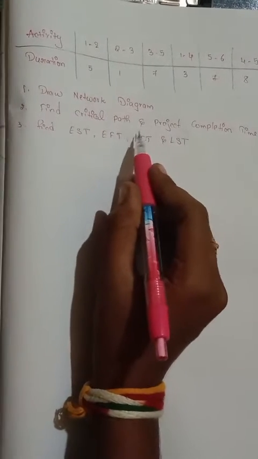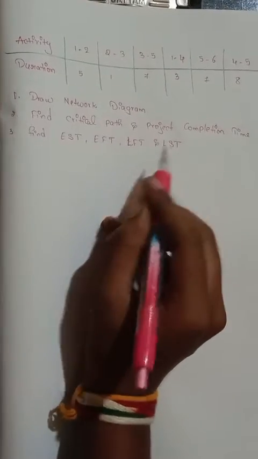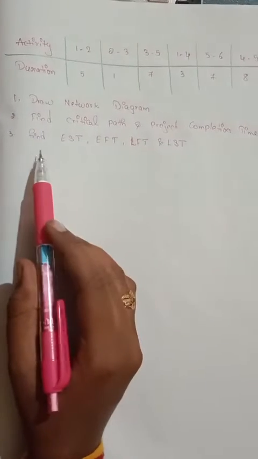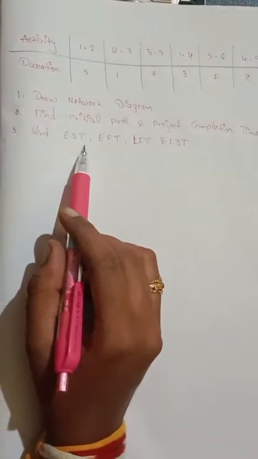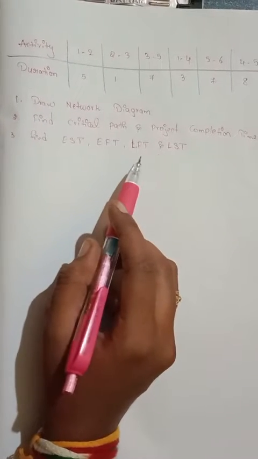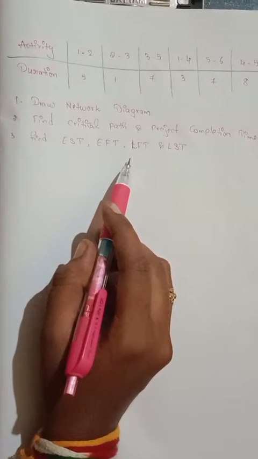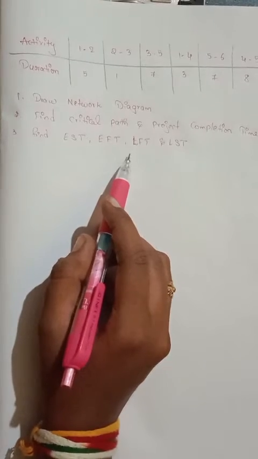Hi guys, today I am going to talk about the problems on PERT and CPM. So this is the second problem, guys. In my previous video I already explained the first problem, how to draw the network diagram and the critical path, that means how to find the critical path in the project completion. Now in this video I am going to explain the third step, that means the third question, that is how to find the EST, EFT, LFT and LST. So these are the basic terminologies in PERT and CPM, guys.